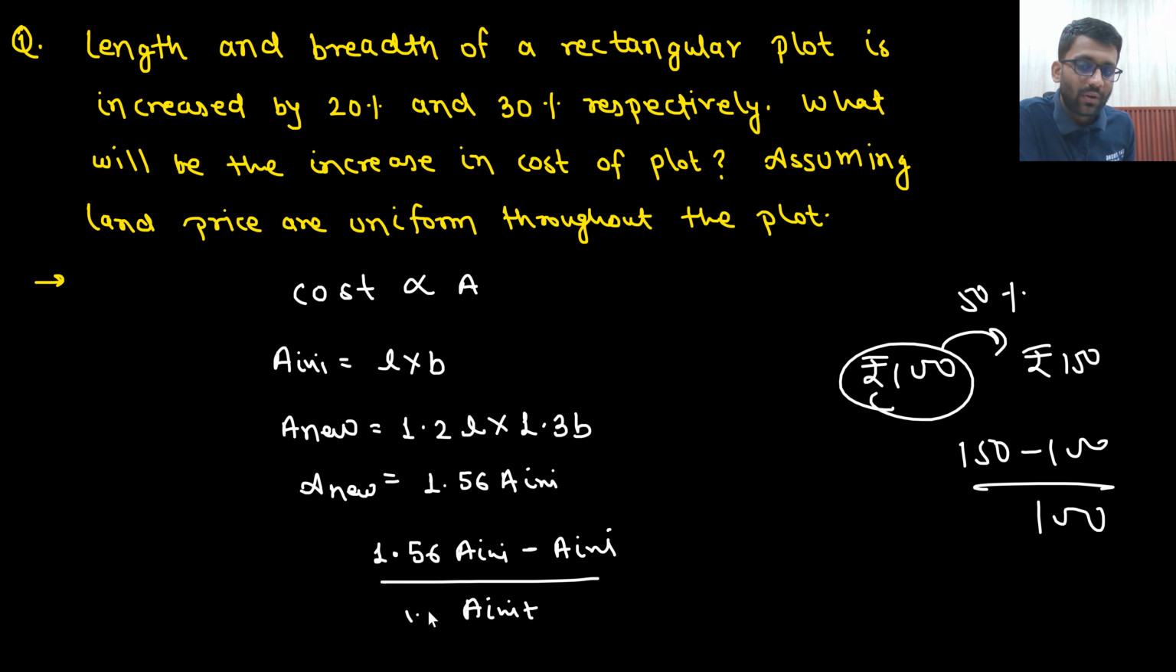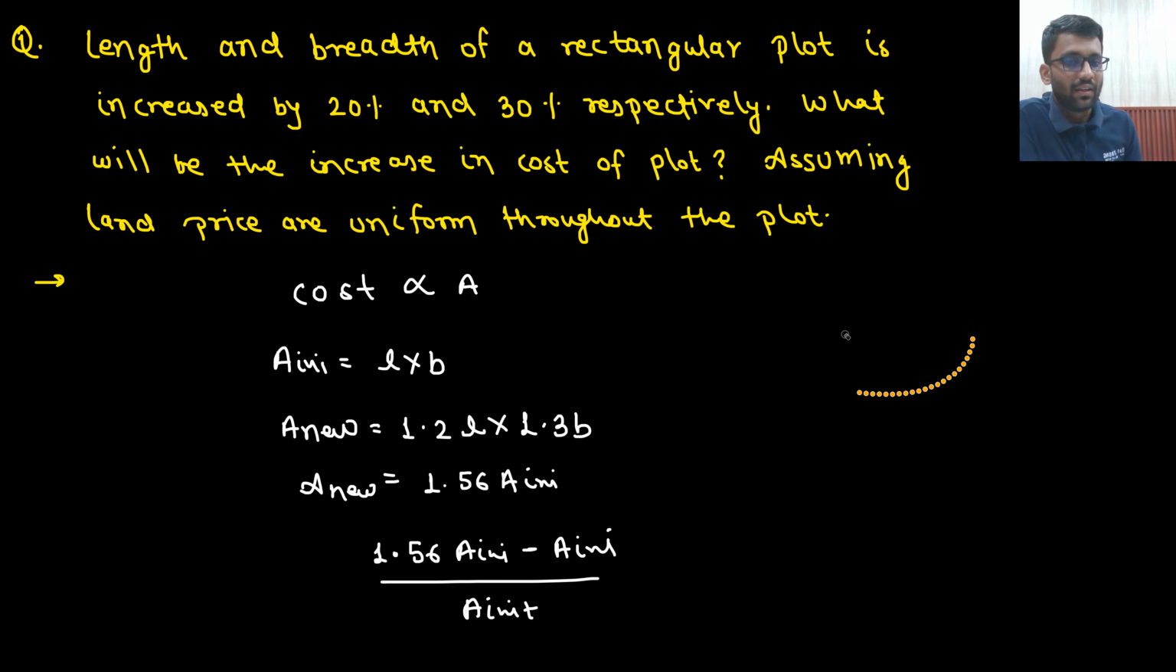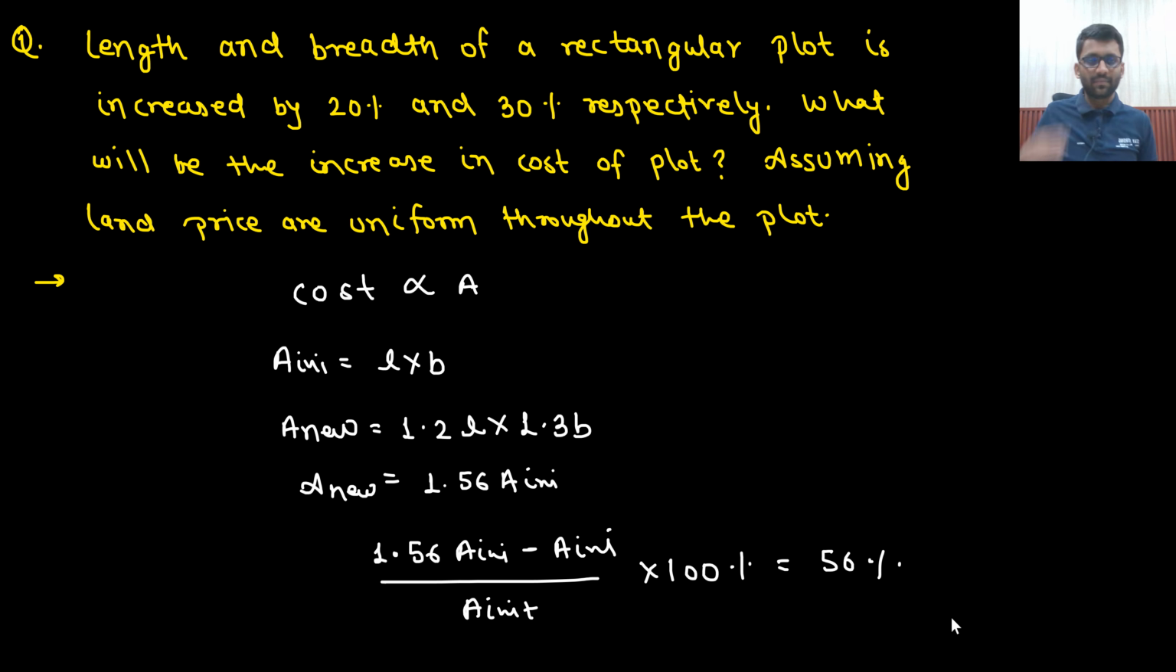So here you are not going to write 1.56 into A initial, right? Because you can take the example from 100 to 150. That means 150 minus 100 divided by 100. Whenever you get confused, take an example. This is how I do it in the examination. Always I take an example from 100 to 150, 50% more. That means 150 minus 100 divided by 100: final minus initial upon initial. So 1.56 minus 1 divided by 1, into 100 also, because you are going to find it in percentage. So 56%, that's it. Okay, well and good.